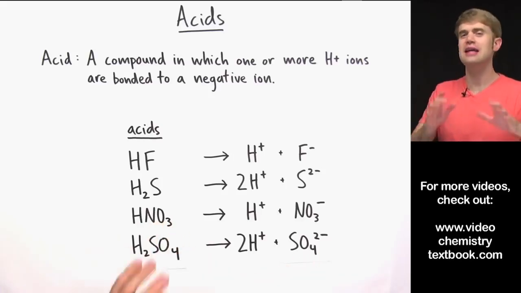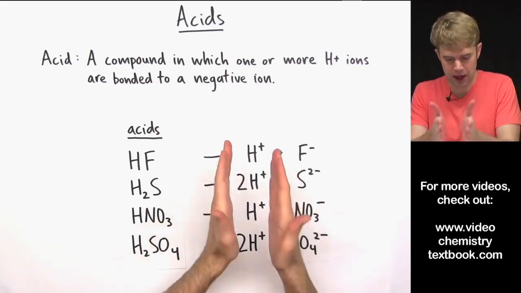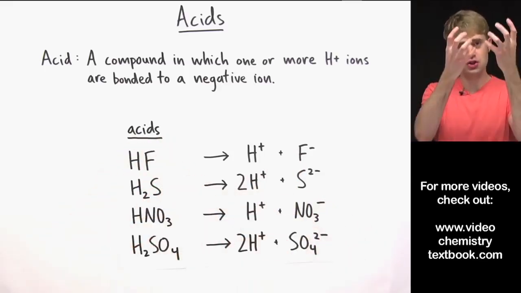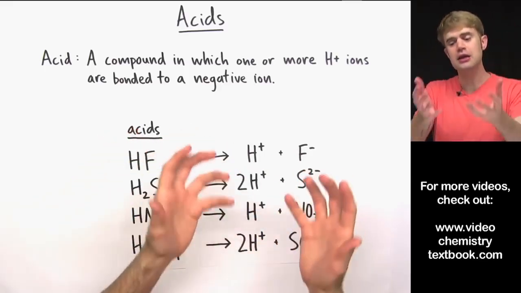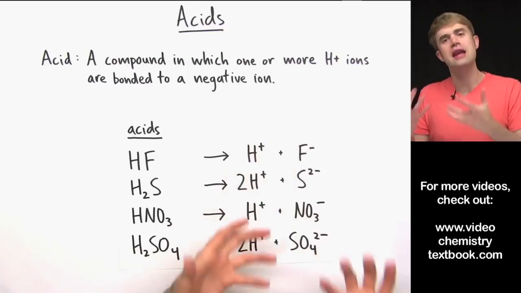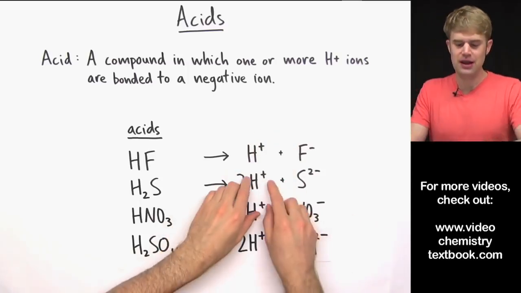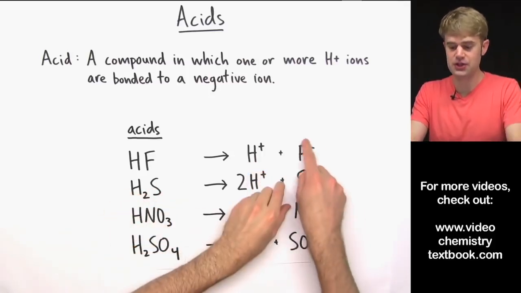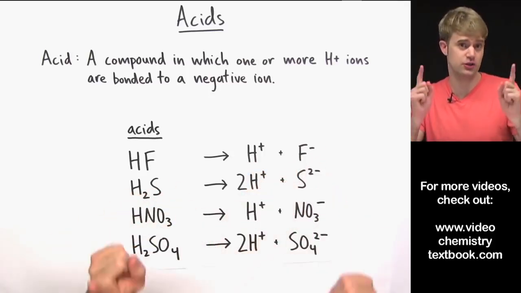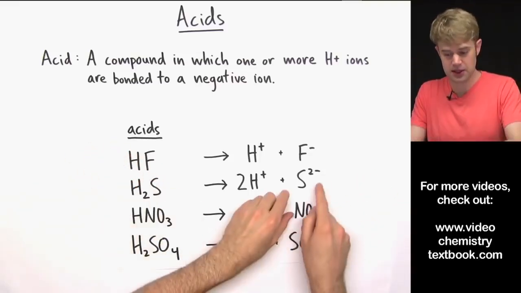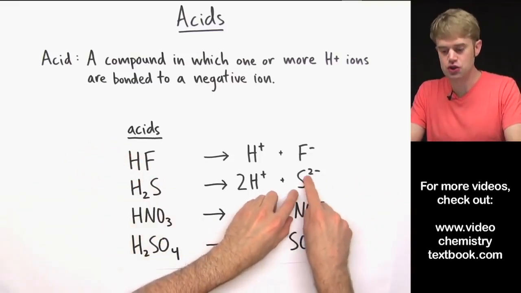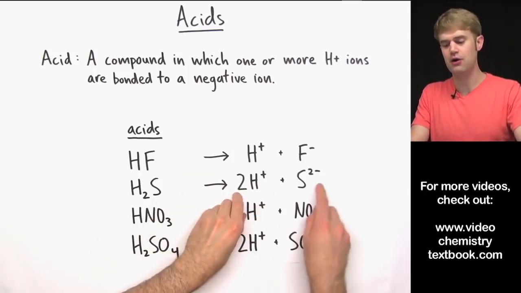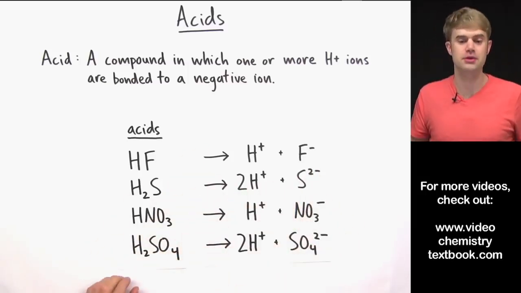Now, just like in any ionic formula, the positive charge and the negative charge have to balance out. That means that the charge from the H+ equals the charge from whatever the negative ion is. So in this case, we have one H+ with a charge of 1+ balancing out one F-, which has a charge of 1-. They balance. In this case, the negative ion has a 2- charge, so we have to have two H+ to balance out the 2- charge from this.